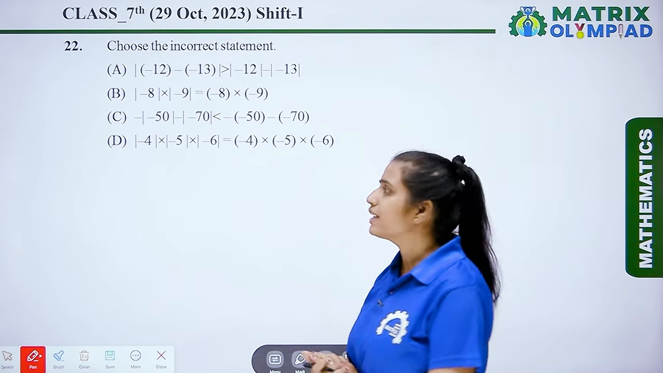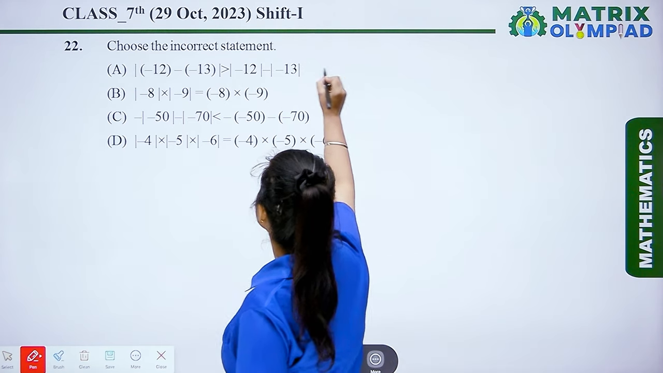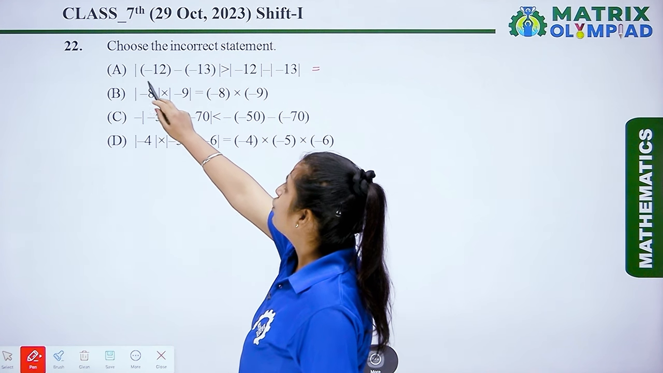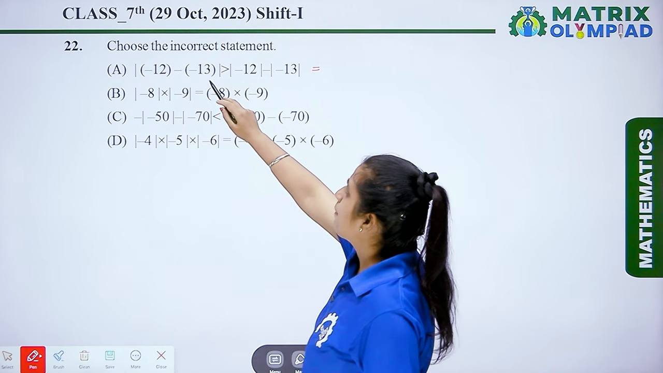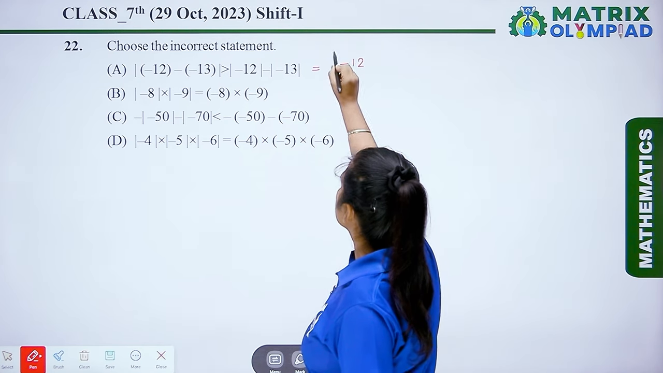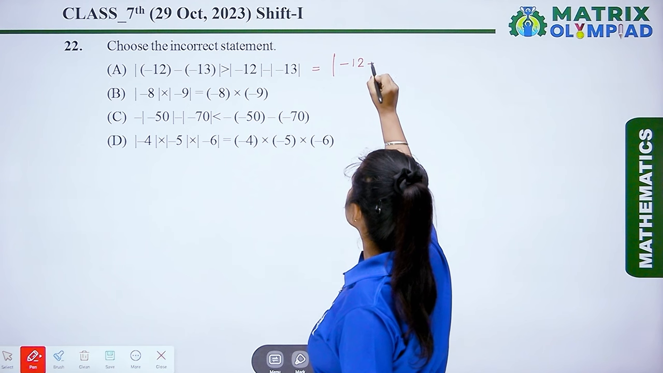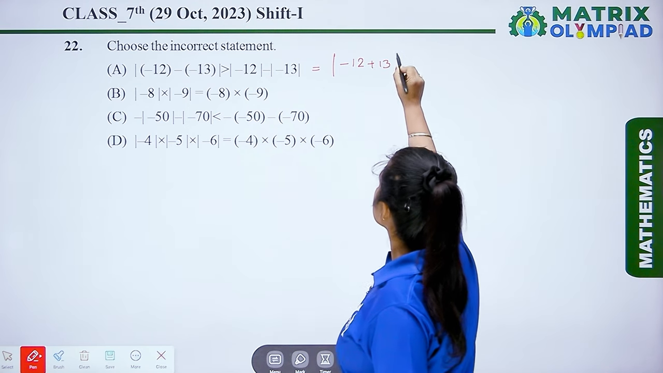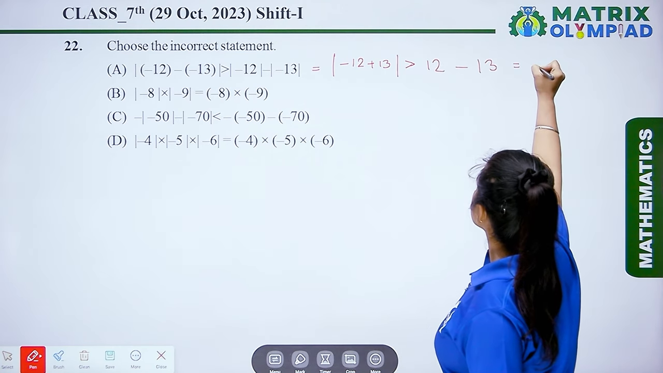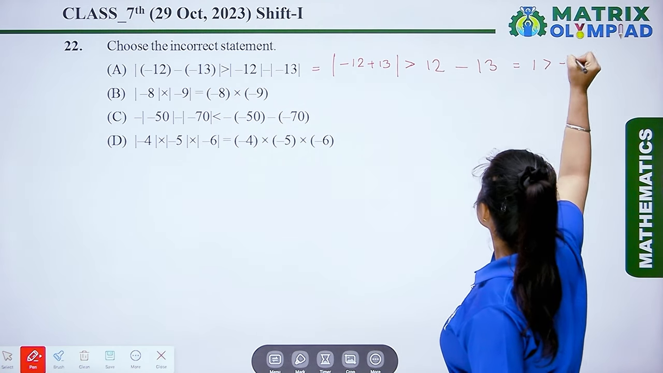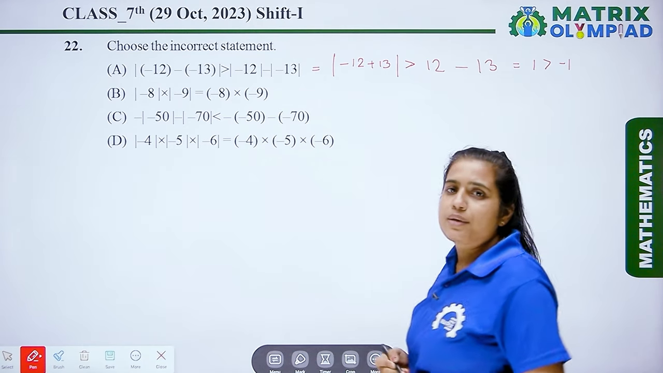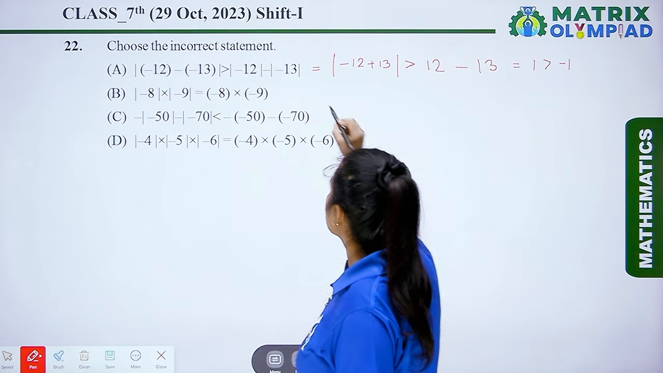then we have to check which option is incorrect. So let's solve the first statement. Here it is: the absolute value of minus 12 minus minus 13. So here the first part is minus 12, and minus minus is plus 13. So the first option is correct. 1 is greater than negative 1. So here the first option is correct.